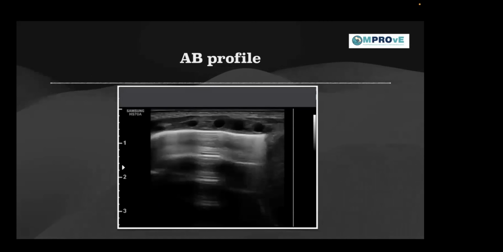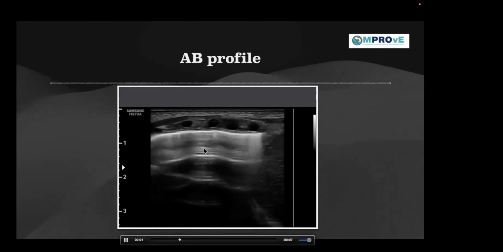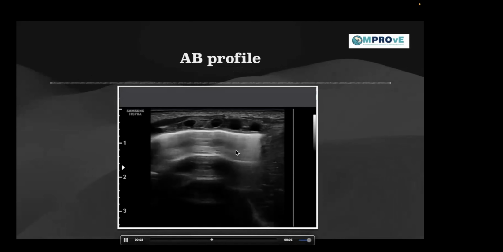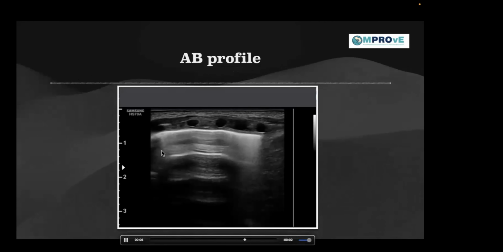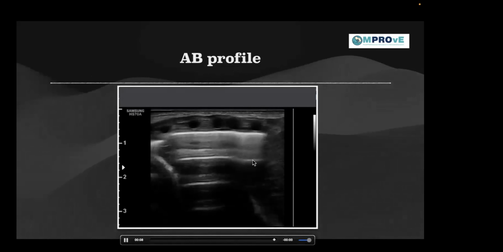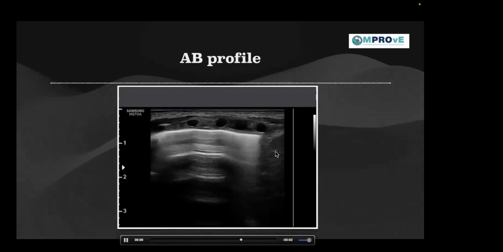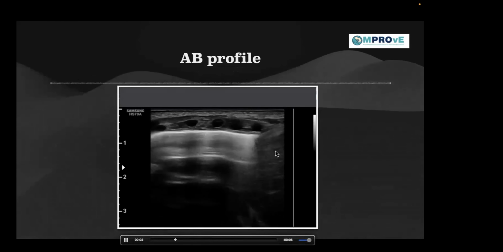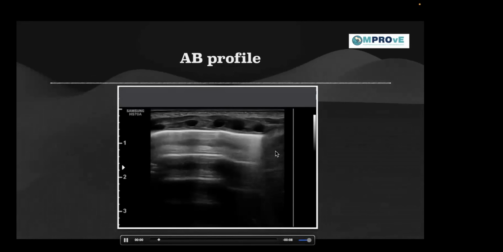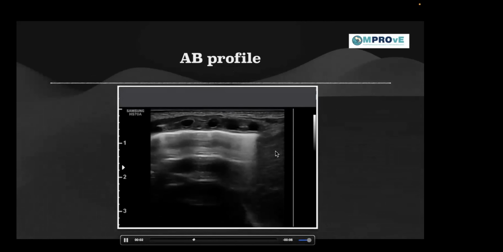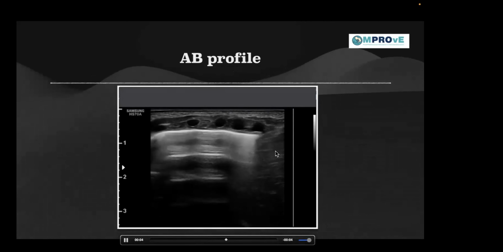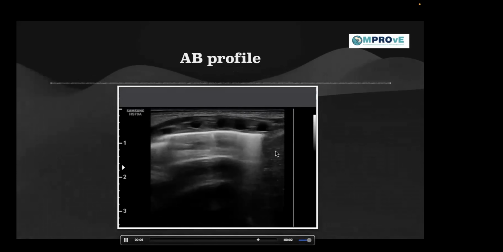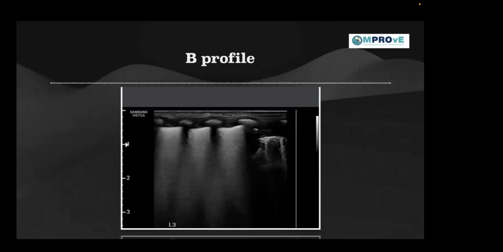AB profile, voila. If you see the combination of both, you see A lines and you see B lines as well, call it AB profile. Where do we see it? A lot of conditions, baby getting worse or baby getting better. You can see transition from B to A, and in between you will see AB profile, or baby getting worse, transitioning from A to B, and in between you will get this AB profile.